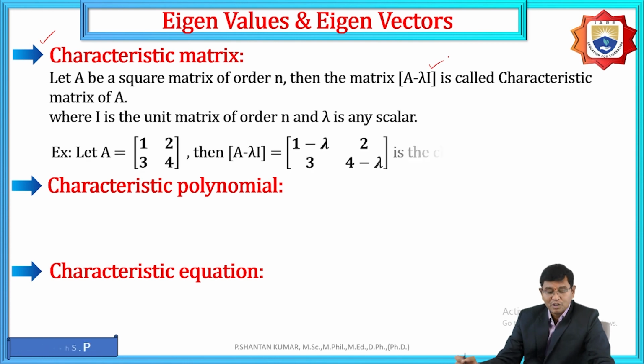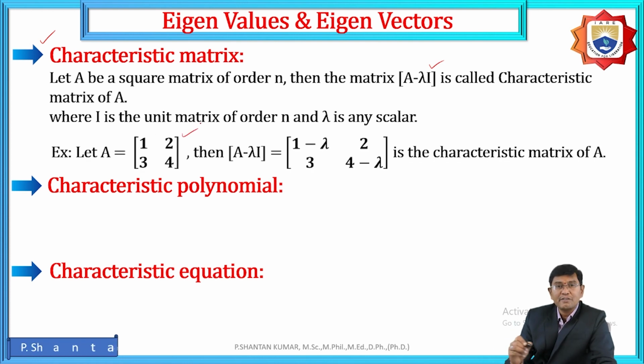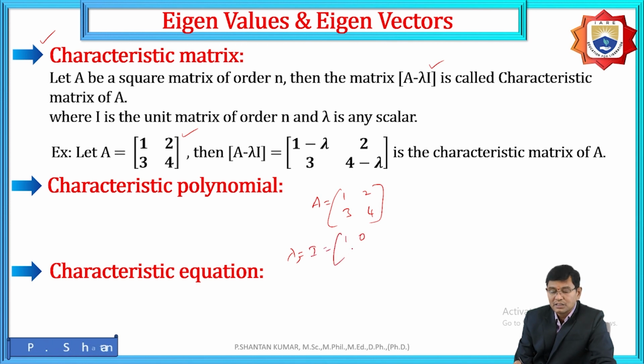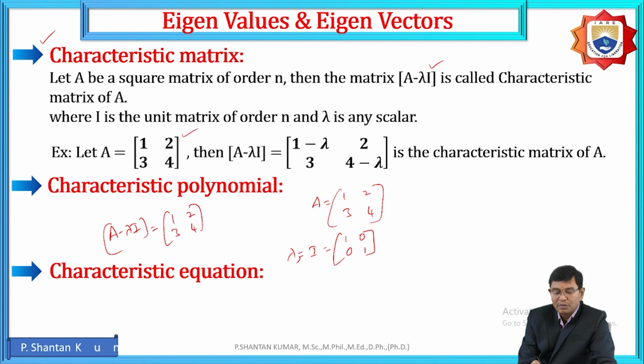For example, A is equal to 1, 2, 3, 4. That is a 2 by 2 matrix, and A minus lambda I, with A being the matrix 1, 2, 3, 4 and lambda any scalar, and I the corresponding unit matrix of order 2, that is 1, 0, 0, 1. With the help of this, A minus lambda I is equal to the matrix 1, 2, 3, 4 minus lambda times the matrix 1, 0, 0, 1.